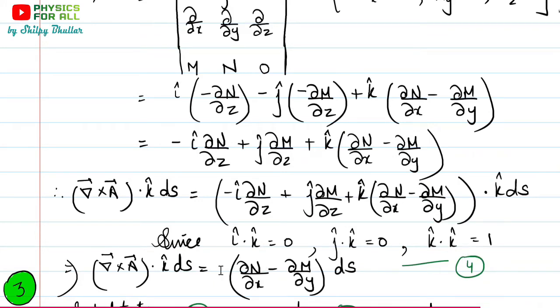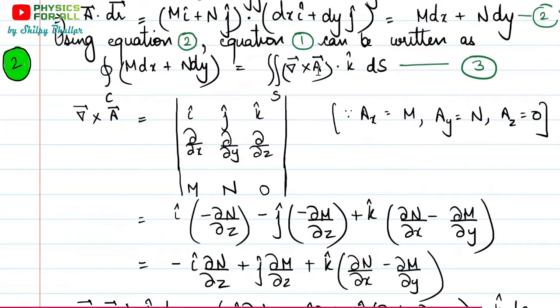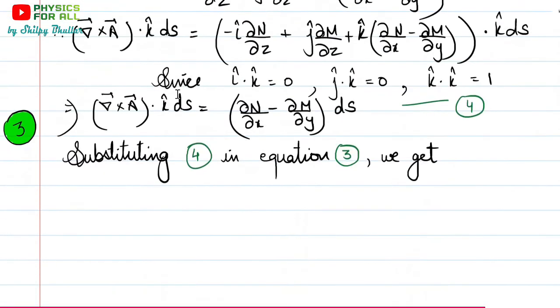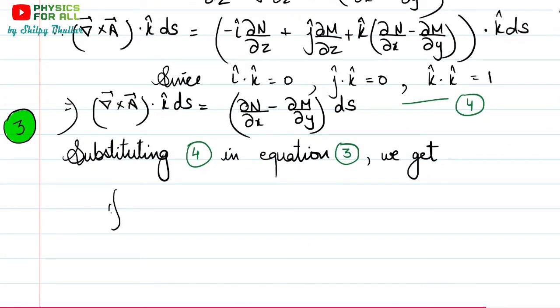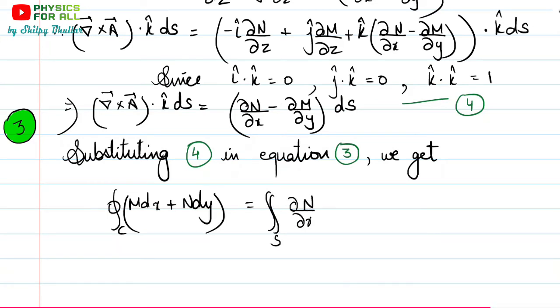Now if we substitute the value from equation 4 into equation 3, which is simply substituting the value for del cross A dot k cap ds, what would we obtain? We would obtain finally m dx plus n dy, and that would be equal to curly n by curly x minus curly m by curly y ds. Okay, so this is the expression.